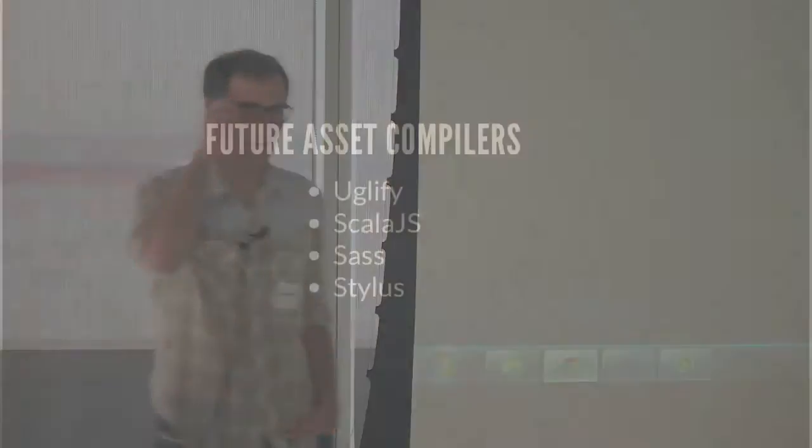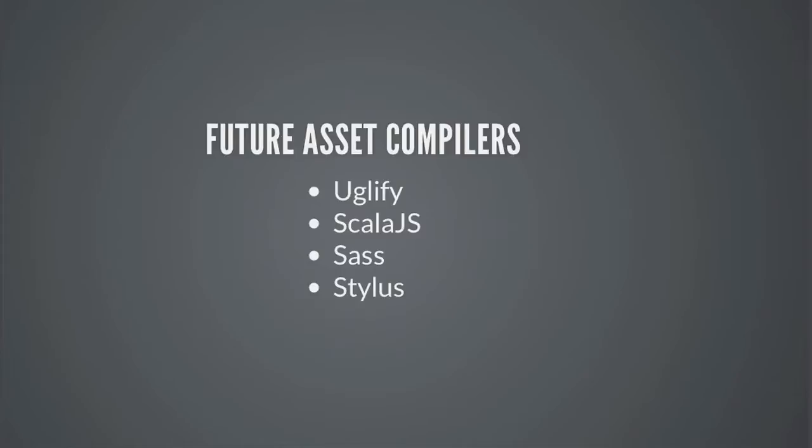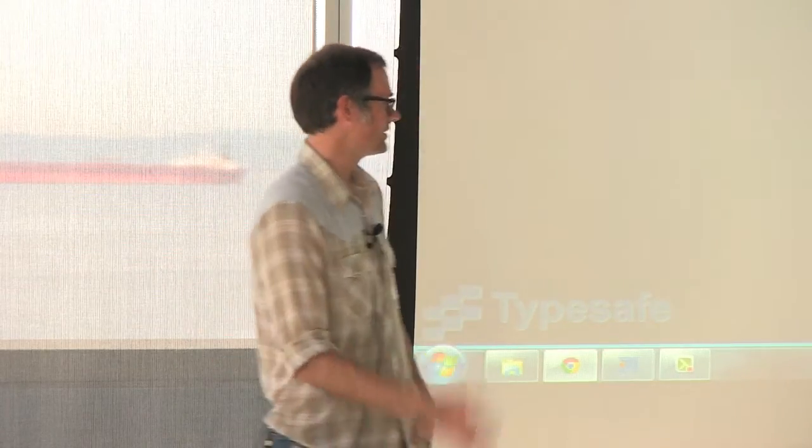There are some other ones that the community is working on. One is a standalone uglify one, so we want to be able to do the minification outside of require.js. Scala.js is one of the exciting ones. We want to, as part of this asset pipeline, be able to compile Scala code through Scala.js into JavaScript, Sass, and Stylus, or some others. And there are tons of other options out there for what people could do for asset compilers. So that's where we're at today. Before I show that to you, any questions or comments?